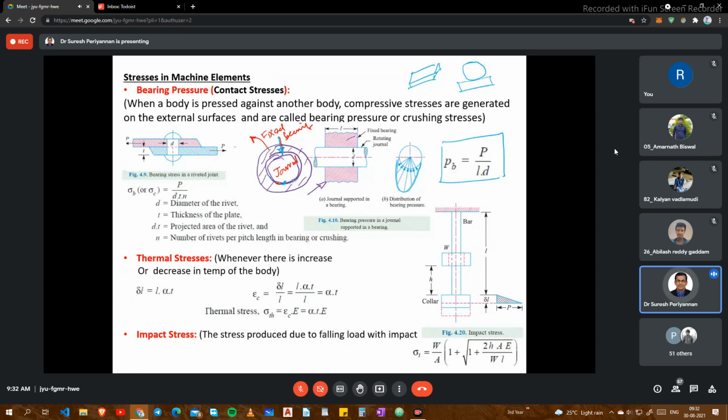Now P by LD, this is the number of revolutions. Okay, P by LD here.